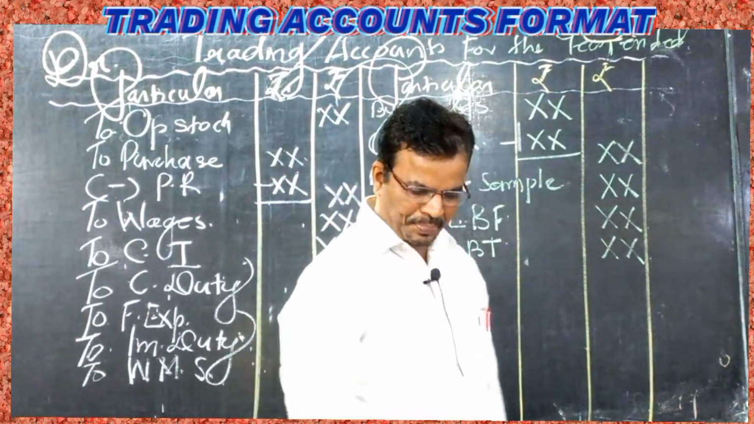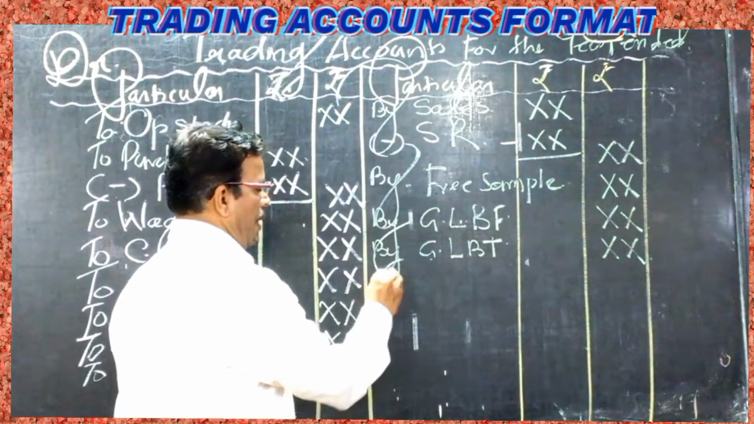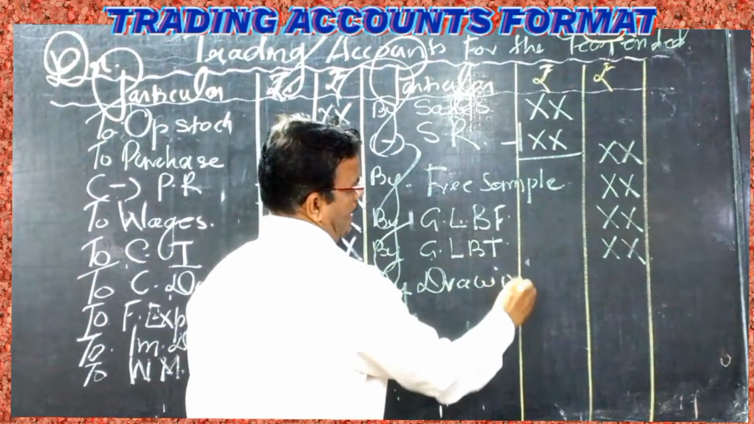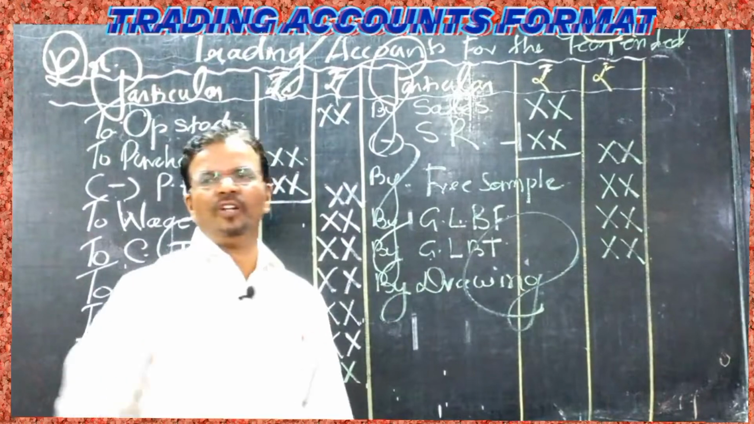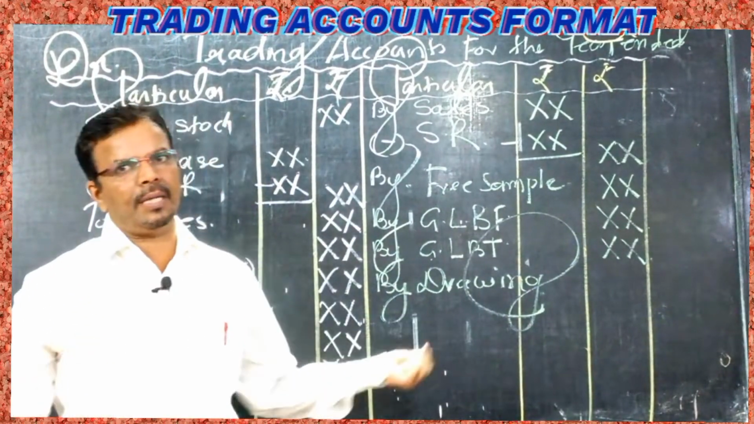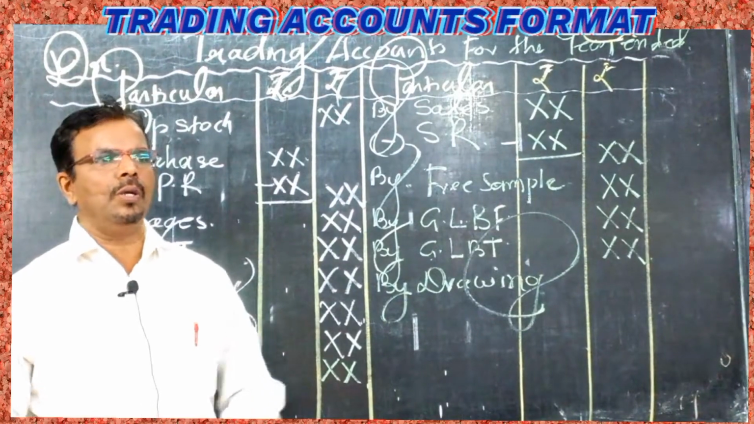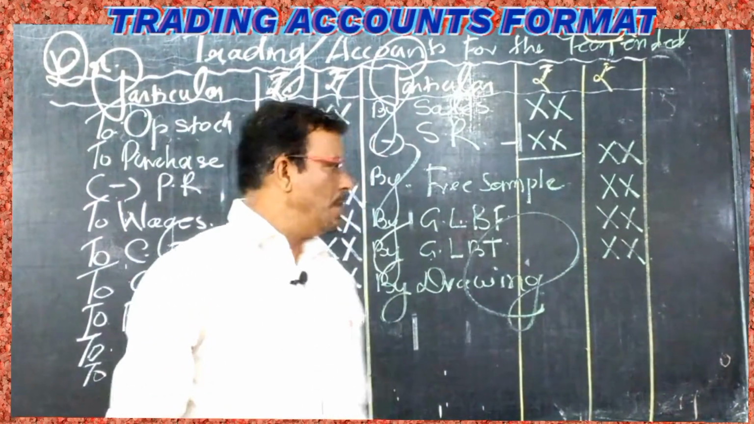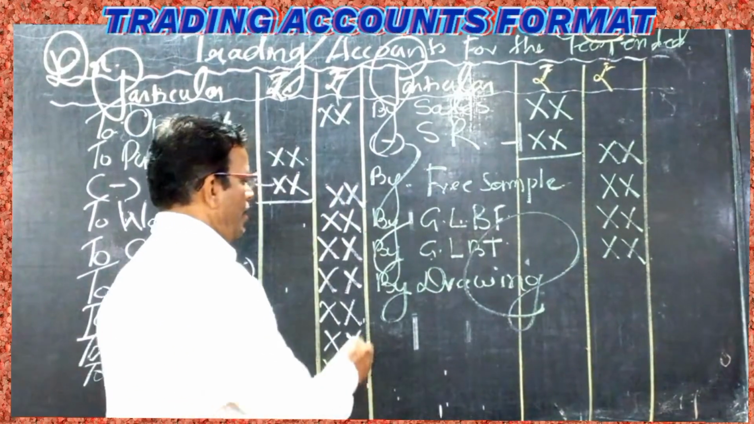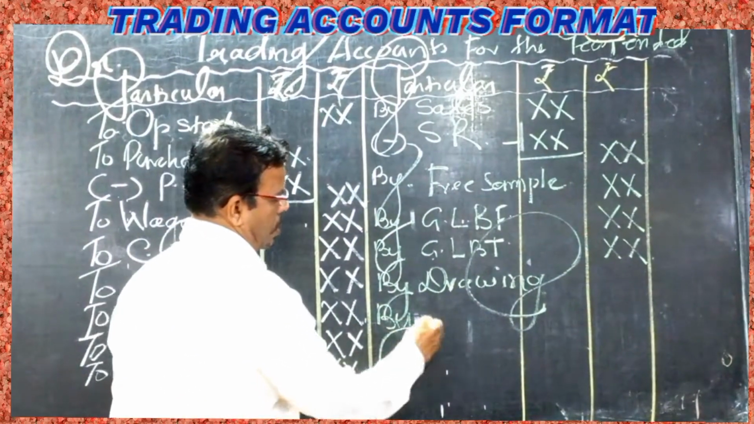After that, drawing. These are the goods withdrawn by a partner for personal use. Whose business is this? It is the partner's. So sometimes they can take the goods for their personal use, and that is known as drawing. Always credit side. And last, closing stock.